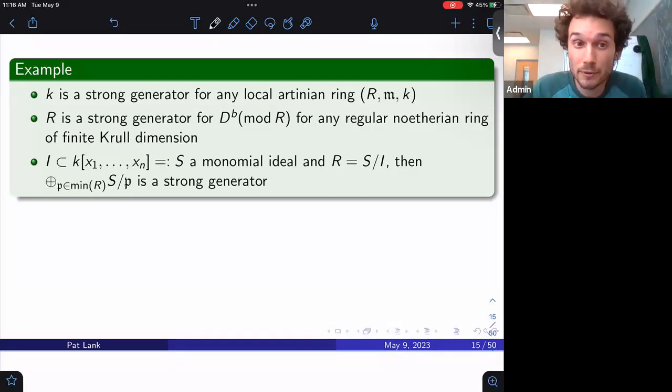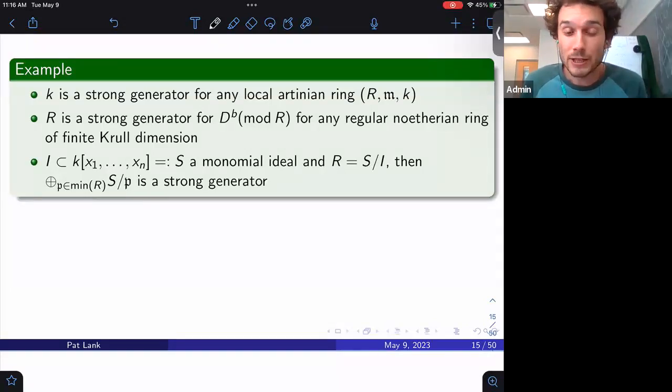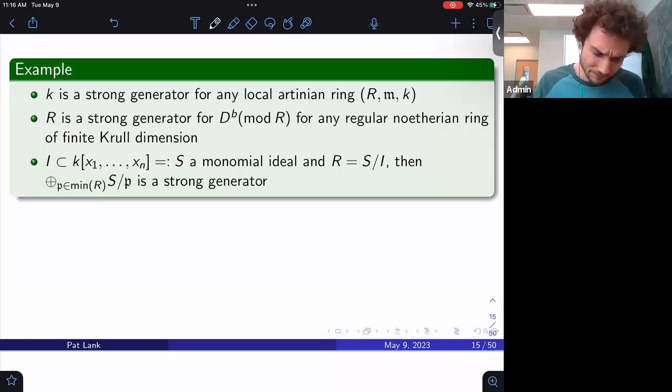Take k to be a strong generator. So k, the residue field, is a strong generator for a local Artinian ring. As we just saw, we have a regular Noetherian ring. If it's local, it's a strong generator, but you can also do this removing the local assumption. If you want a singular example, if you take a monomial ideal in a polynomial ring over a field, look at its quotient ring, the direct sum of the quotients over the minimal primes is also an instance of a strong generator.